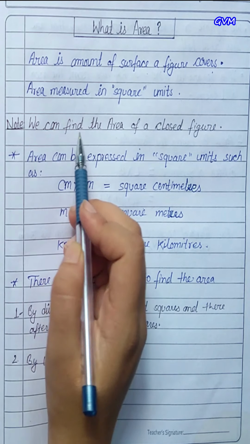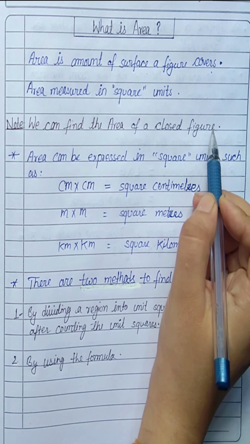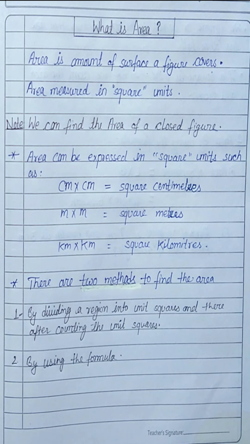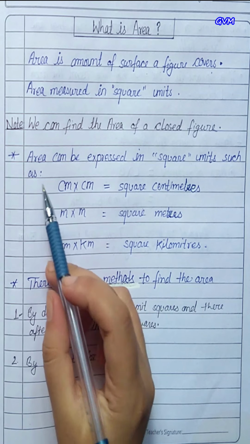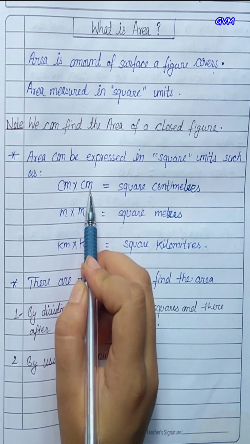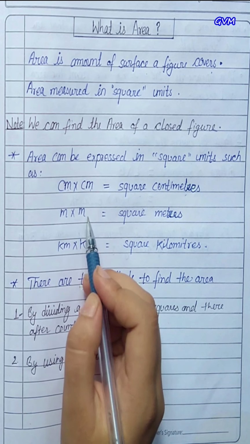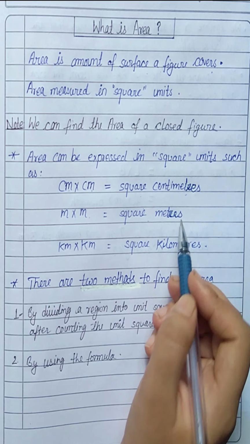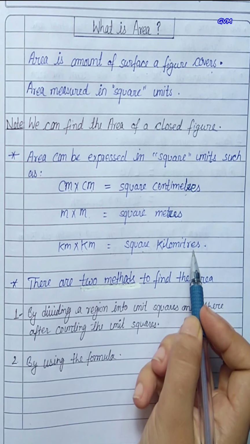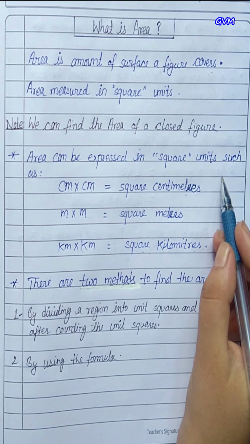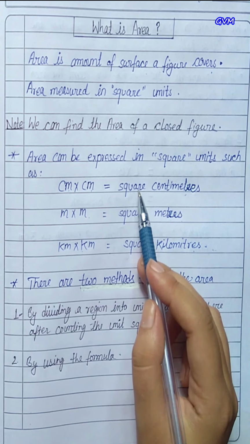Now we can find out the area of a closed figure. So again, area can be found out for a closed figure. Okay. Area can be expressed in square units such as centimeter into centimeter is equal to square centimeters. Meter into meter is equal to square meters. Kilometer into kilometer is equal to square kilometers. तो हम इसकी यूनिट्स को कैसे लिखते हैं? स्क्वायर किलोमीटर, स्क्वायर मीटर, स्क्वायर सेंटीमीटर.